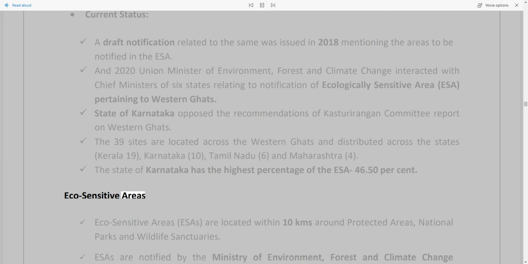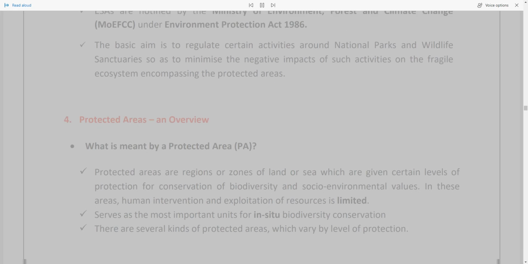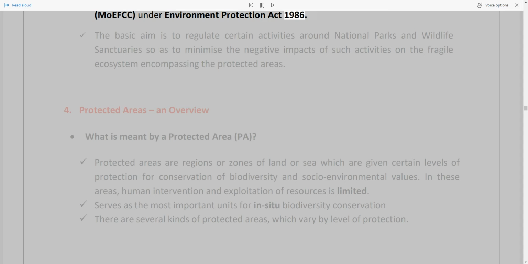Eco-sensitive areas. Eco-sensitive areas, ESAs, are located within 10 kilometers around protected areas, national parks and wildlife sanctuaries. ESAs are notified by the Ministry of Environment, Forest and Climate Change, MoEFCC, under Environment Protection Act 1986. The basic aim is to regulate certain activities around national parks and wildlife sanctuaries so as to minimize the negative impacts of such activities on the fragile ecosystem encompassing the protected areas.